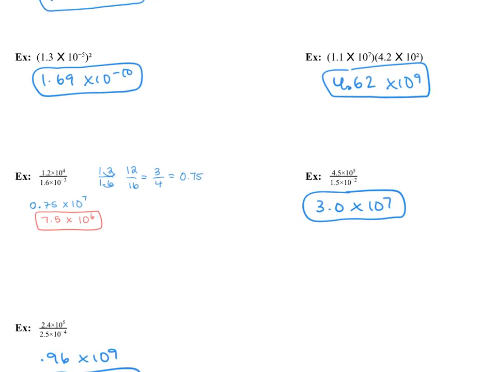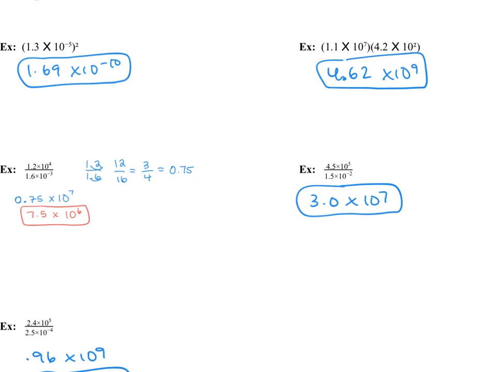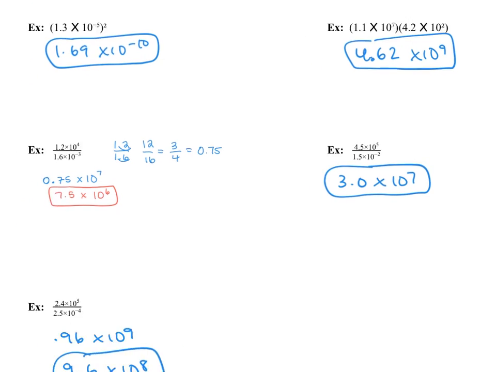Then on my other division one, I divided 4.5 by 1.5 and got 3, which if that looks funny, you can write it as 3.0, so then you can really see that there's one digit before the decimal place. 10 to the negative 5th divided by 10 to the negative 2nd, because I'm dividing, I can subtract the exponents. So 5 minus negative 2 is my 7th exponent.